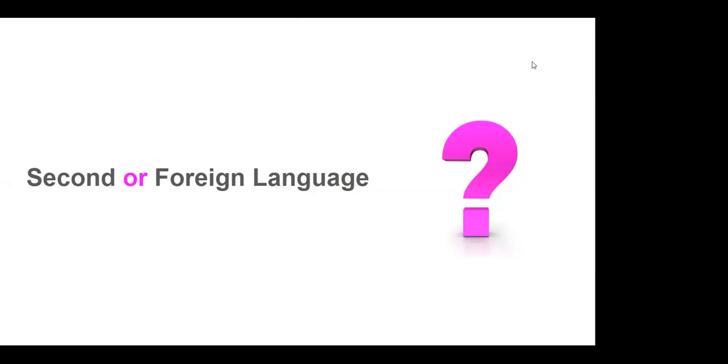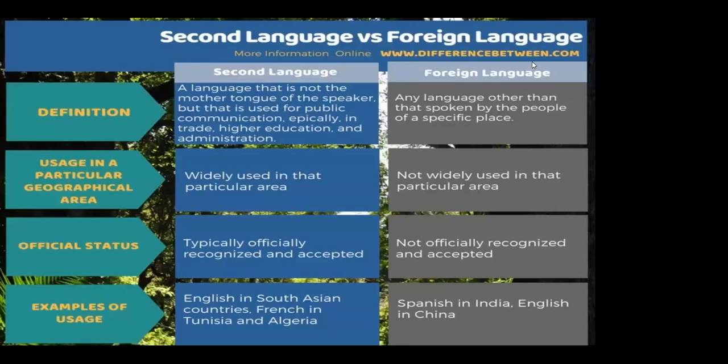So first, I would like to talk about the difference between second and foreign language. Basically, learning a second language is when the students learn the language in a place where it is the main language of communication. For example, when a child immigrates from Mexico to the United States, they are learning English as a second language because English is the dominant language and the main language of communication.